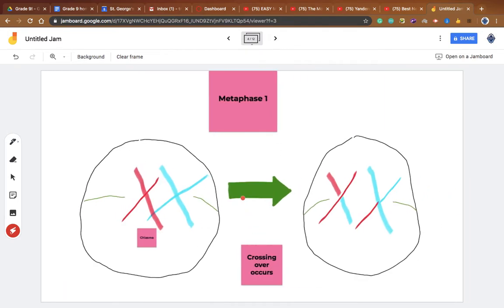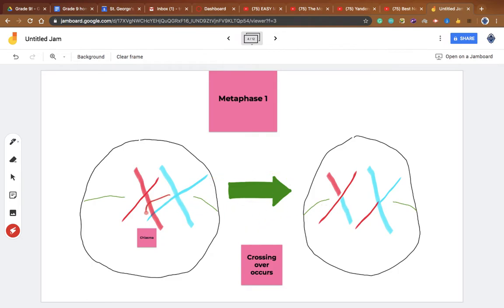Then we move on to metaphase, and this one is very interesting because this is where genetic differentiation happens. And so here we have our chromosomes just like that, and you can see that they start overlapping one another, and this is preparation for something called crossing over, which I will explain. So here you can see they are overlapping, and in the middle that's called the chiasma. And then it goes over here, which is crossing over.